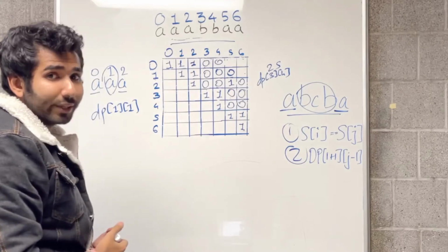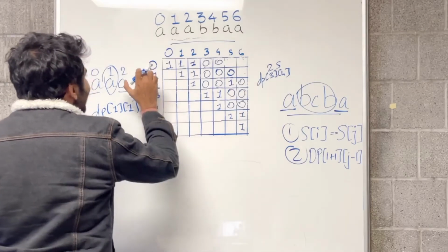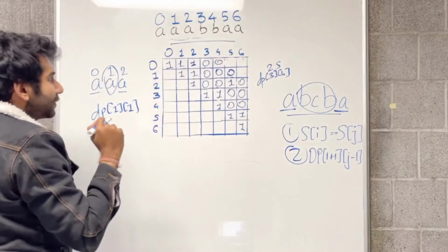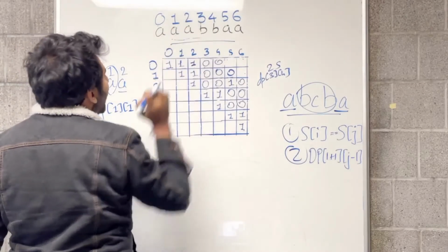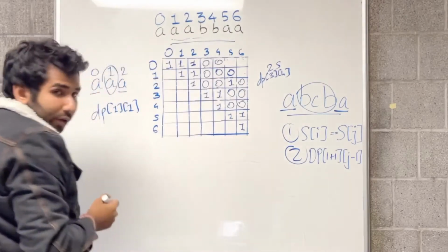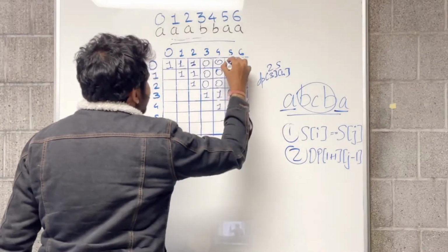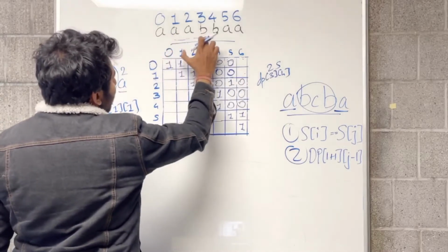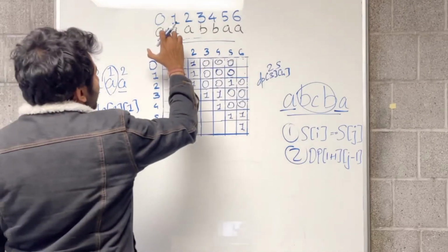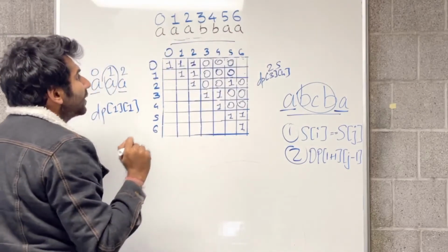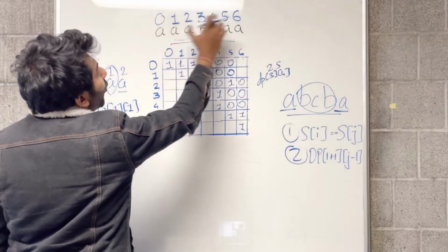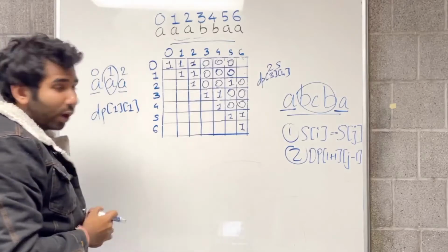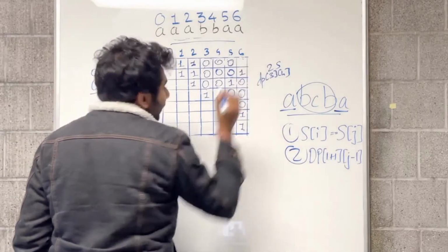Now we'll see the substrings with length 6. The first substring starts at 0 and ends at 5. Both of them are the same, so the first condition is satisfied. Now we need to check dp of 1, 4. As it's not 1, we'll write 0 over here. The second one starts at 1 and ends at 6, AA, BB, AA. The first and last characters are the same, so the first condition satisfies. For the second condition, dp of 2 and 5. As dp of 2 and 5 is 1, the second condition also satisfies. So we'll write 1 over here.